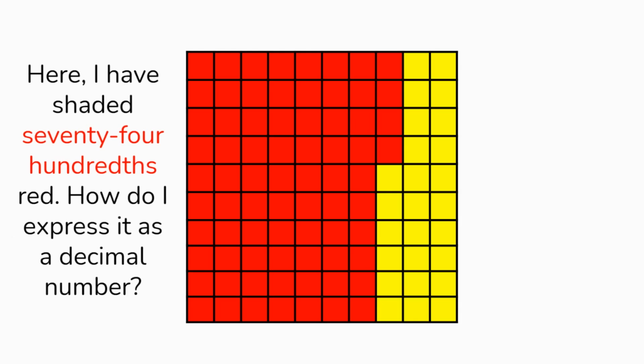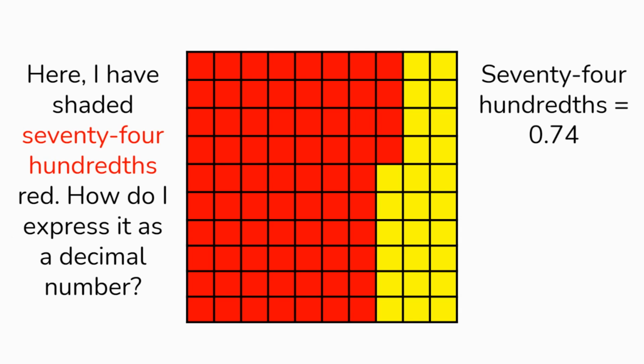Here I shaded 74 hundredths red. How do I write 74 hundredths as a decimal number? Like that. 74 hundredths. And again, you'll see that there's a 7 in the tenths place because 7 of those columns are completely shaded, which is the same thing as 7/10 being shaded. And then I have those 4 little hundredth squares left over. So as a fraction, you write it as 74 over 100.